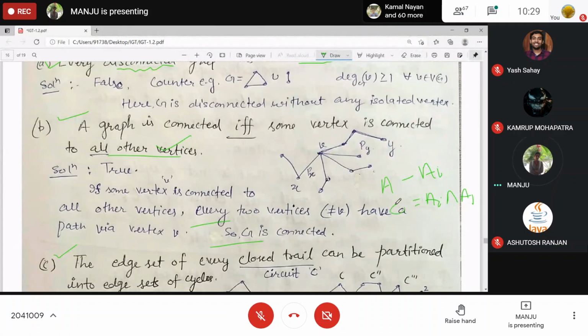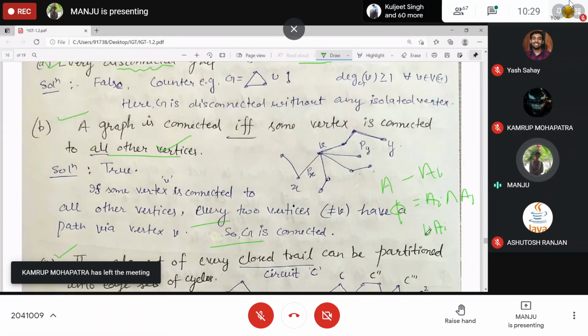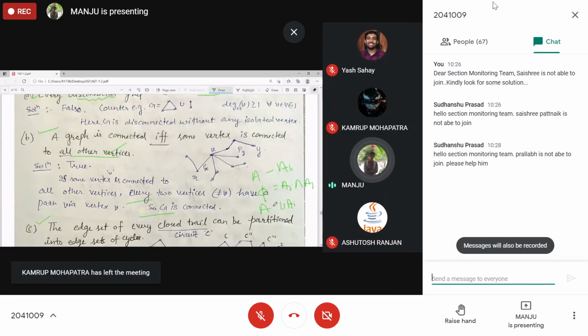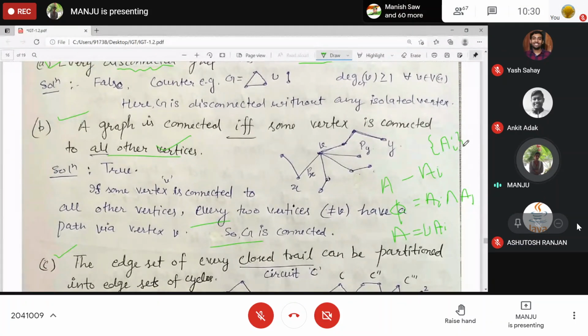And if you take the union of all these Ai, with i running from 1 to k, then you get back A. Understood? And this set is the partitioning of A. This A1, A2, A3 and so on are partitioning A into k sets.